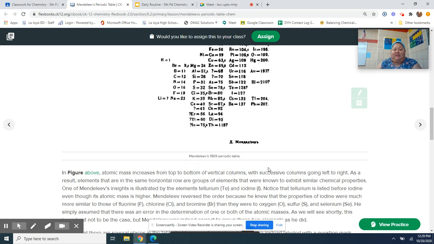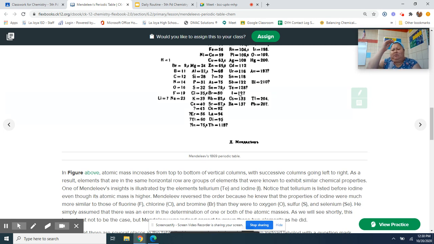One of Mendeleev's insights is illustrated by the elements tellurium and iodine. So remember those key insights that we're talking about? One of the key insights you can see is between elements tellurium and iodine. So let's look up tellurium and iodine. Tellurium is right here with 128. Iodine is right below it at 127.